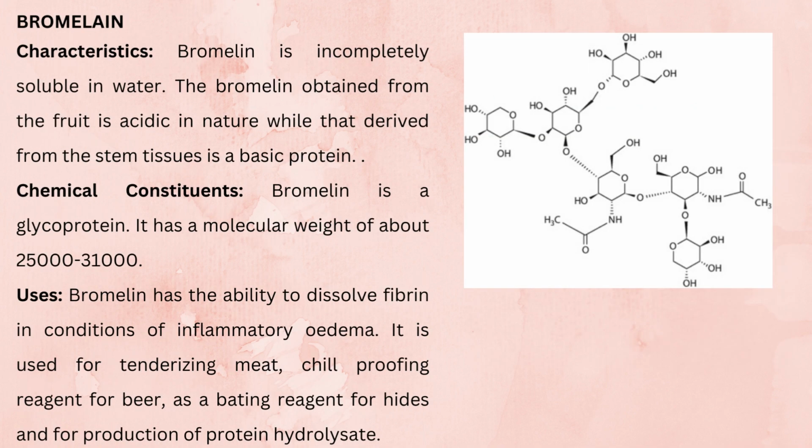Bromelain is soluble in water. Bromelain obtained from fruit is acidic in nature, and bromelain derived from stem is basic in nature. It is a glycoprotein with a molecular weight of about 25,000 to 31,000. It is mostly used to dissolve clots, that is fibrin, in the condition of inflammatory edema. It is also used for meat tenderization, as a bating reagent for hides, which means the soaking of hides in an alkaline broth, and for production of protein hydrolysate.